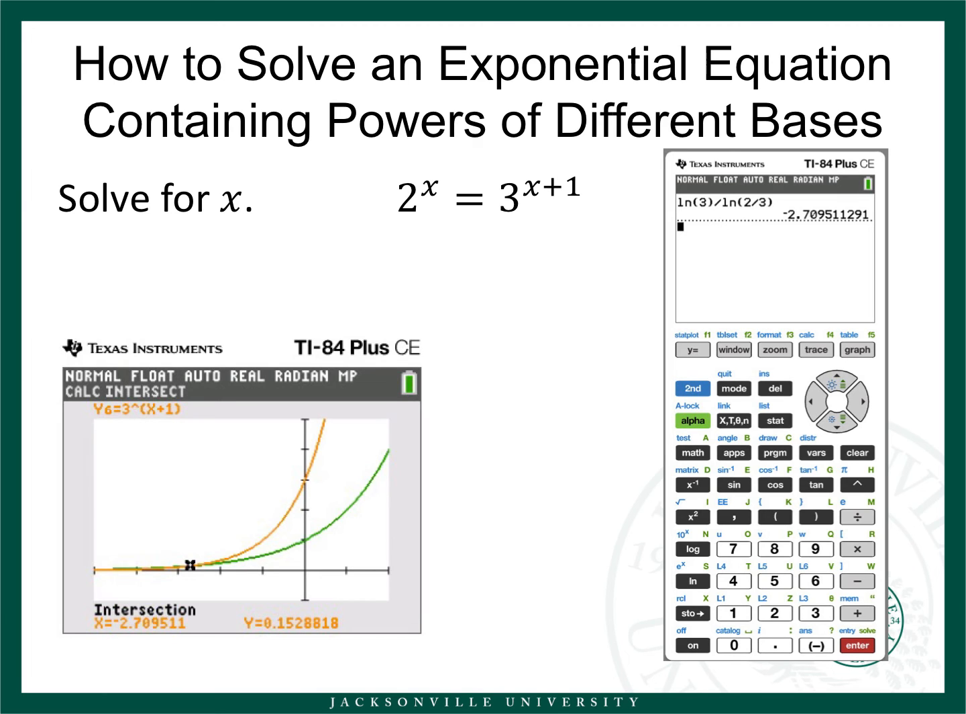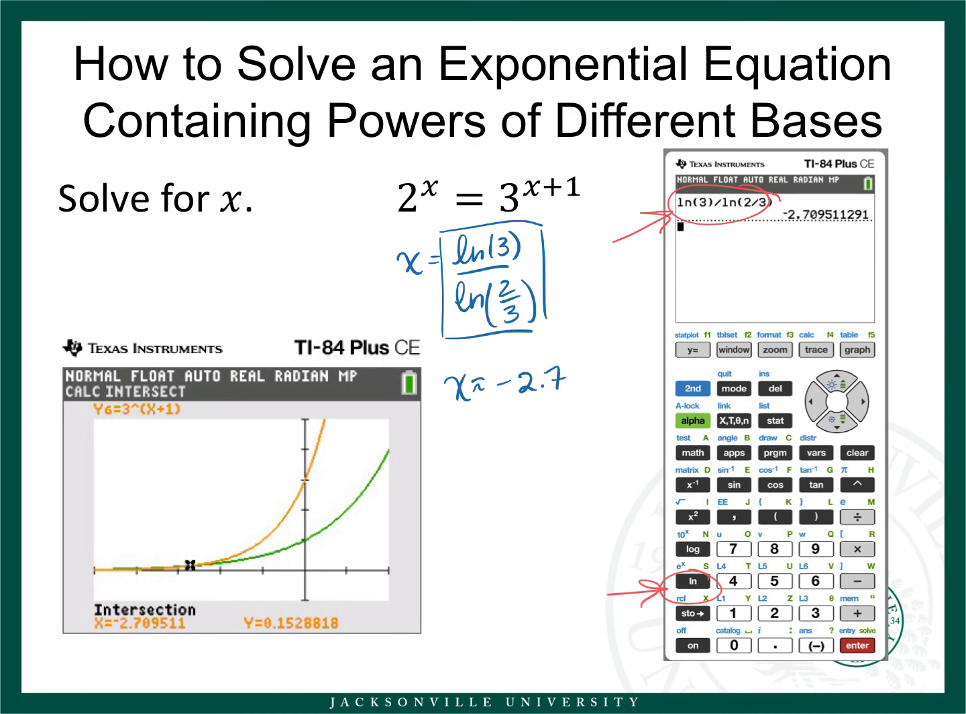So we just solved this equation algebraically, and we came up with a solution that x is equal to the natural log of 3 divided by the natural log of 2/3. And this we said was our exact solution. On the calculator here, you can simply type in using the natural log button. So you would type in the natural log of 3 divided by the natural log of 2/3. So you see I've typed it here in the screenshot. And it tells us that the approximate solution is negative 2.7. We'll round it to 2 decimal places. So that's approximately negative 2.71.